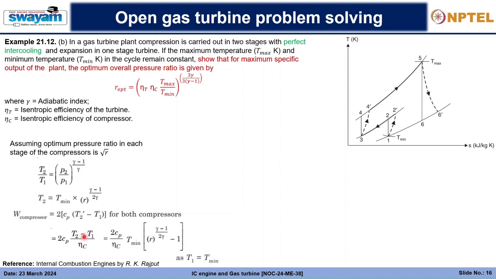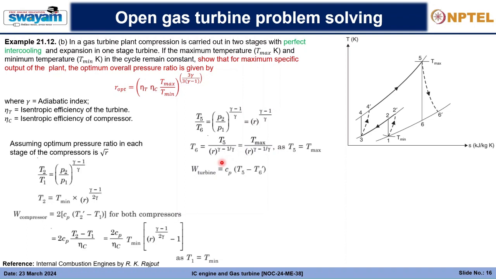Then we take T1, the minimum temperature, out, then T2 by T1 will remain, and accordingly we'll have T2 by T1 as R to the power gamma minus 1 by 2 gamma, minus 1. That part is coming. Next, T5 by T6 for the turbine part. That will again be R to the power gamma minus 1 by gamma, and eventually we will find T6 to be T5, Tmax, divided by R to the power gamma minus 1 by gamma.